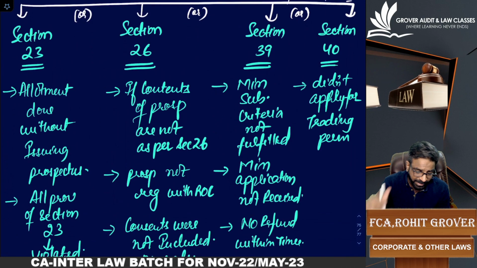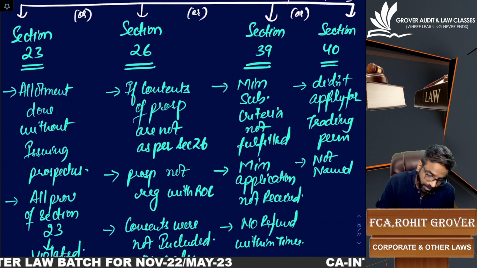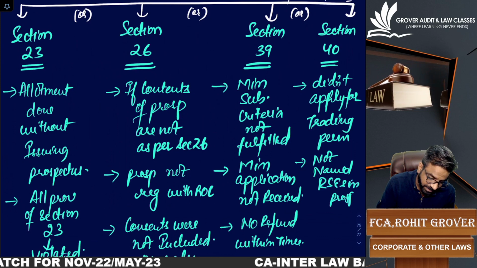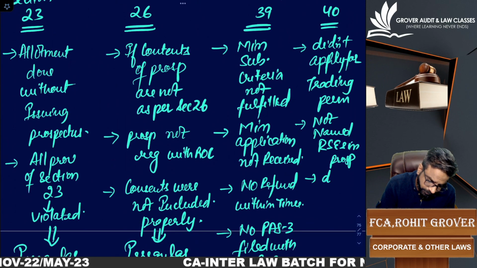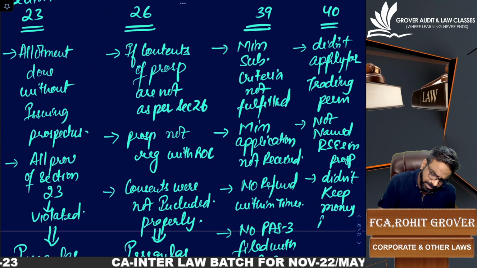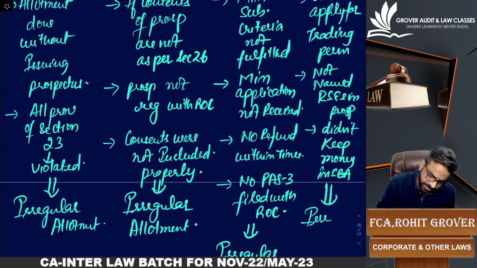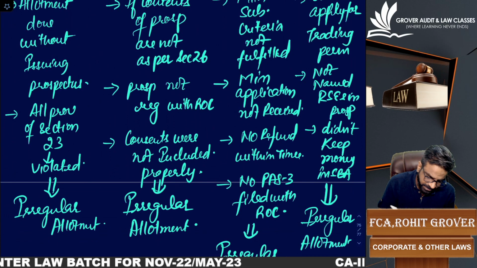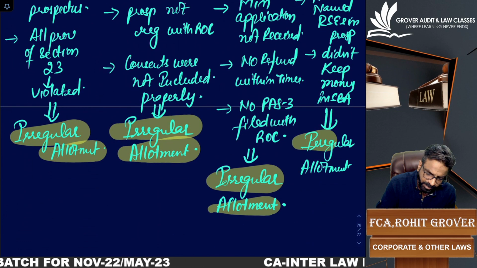Tell me the second point's negative. Did not name the RSCs in the prospectus. And the last one, did not keep the money in which account? Separate bank account. Did not keep money in a separate bank account. So in this case also, it will be treated as irregular allotment.